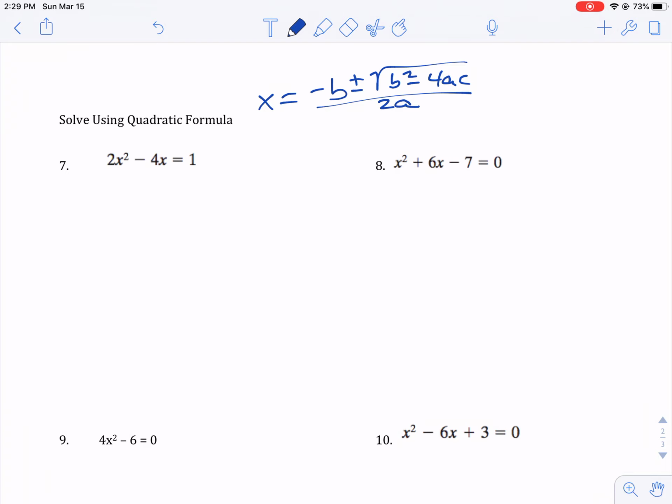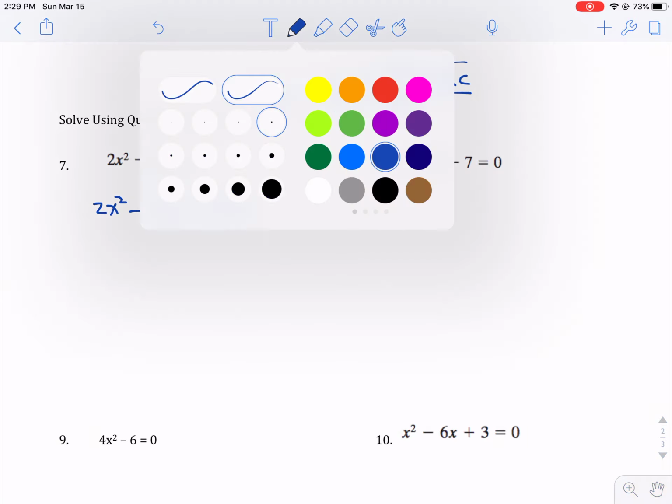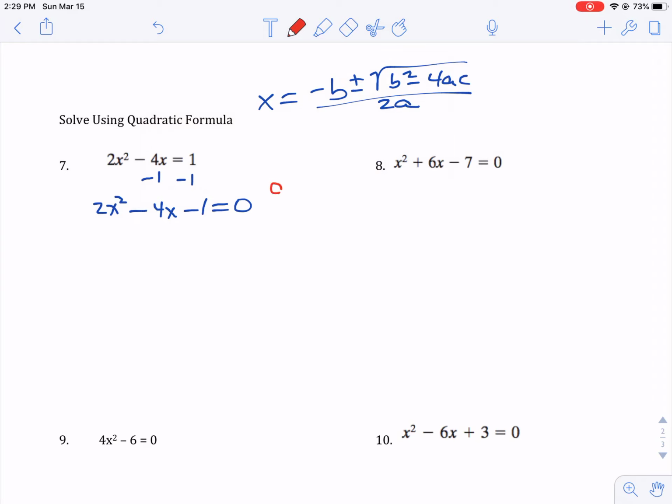All right, so completing the square is the only time you don't want to set the quadratic equal to 0. So we need to move everything to one side and make this equal to 0. So I'm going to subtract the 1. 2x squared minus 4x minus 1 equals 0. Then I'm going to write down what my a, b, and c are. A, touching the x squared, is 2. B, touching the x, is negative 4. C, the constant, is negative 1.